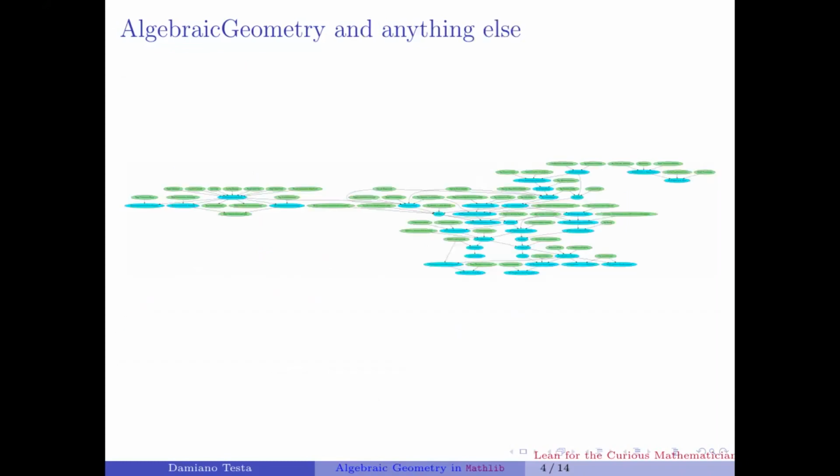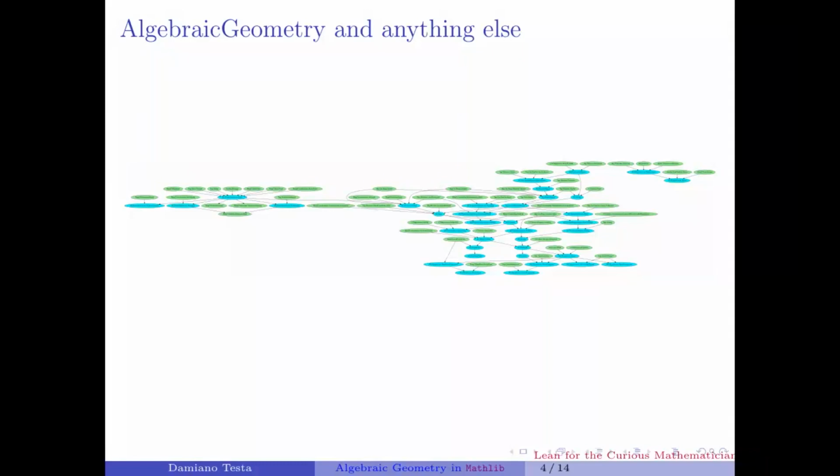OK, so this is another of these graphs that I generated because I like the fact that I could generate it. So the blue dots now are all the algebraic geometry files. The green dots are any file that has a direct dependency from the algebraic geometry side. But you can see that it becomes sort of noisy and random eventually.